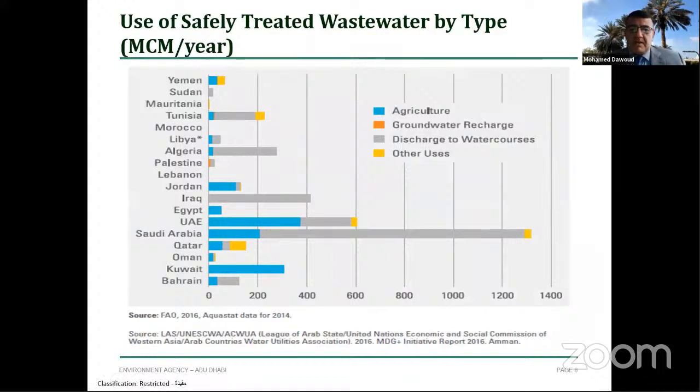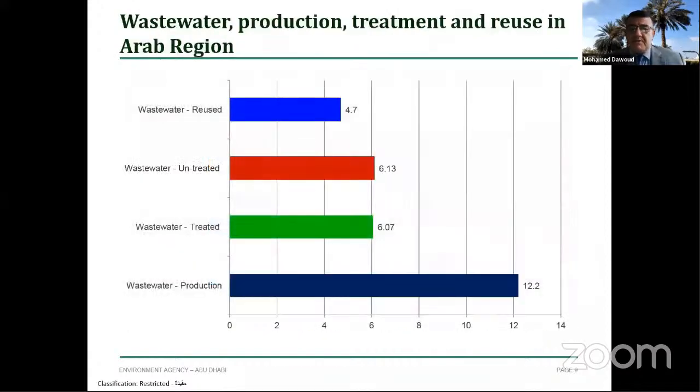This has a lot of environmental impacts, and it also means that we are draining money and draining resources which are not efficiently utilized. So we have to look forward to using these resources as part of the water balance for each country within the region. As I mentioned, at present we are producing about 12 billion cubic meter. About 6 billion are treated, 6 billion are not treated, but only 4.7 are reused. And the remaining, which is about 8 billion cubic meter, are discharged back to the environment with many environmental impacts and challenges.